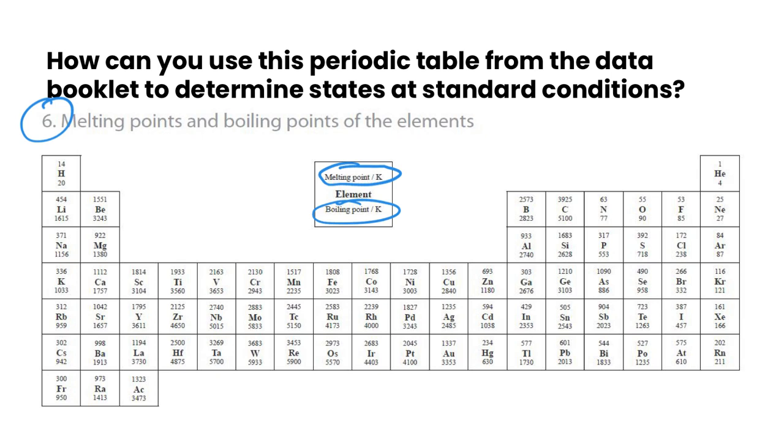So what you want to do is, if we were looking at carbon, you can see its melting point is 3925. Its boiling point is 5100. This is in Kelvin.